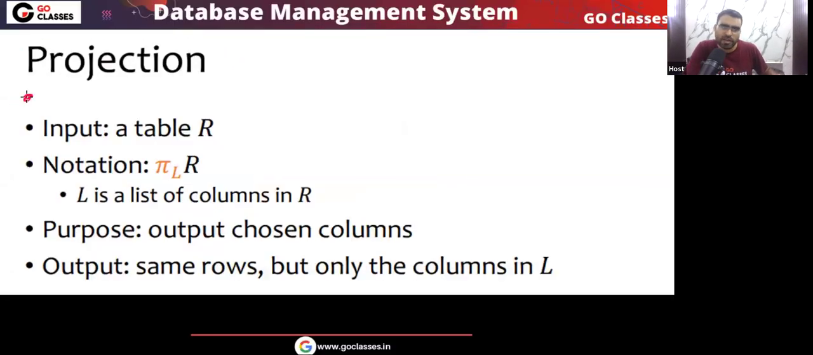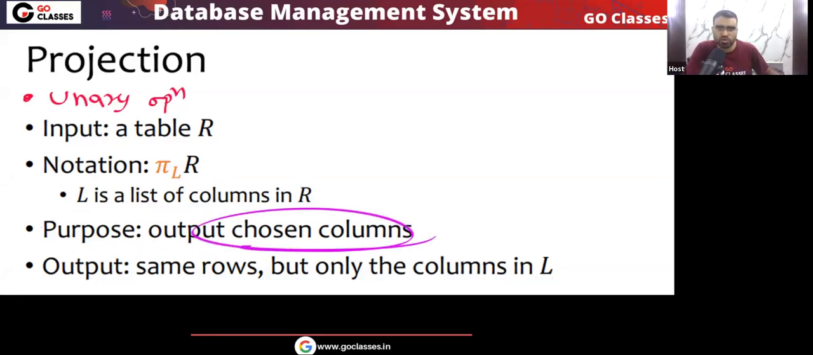Again, is this unary or binary? Let me know. The input is a single table R, so this is unary. You can see this is the syntax. What is L? L is a list of attributes. Very simple. What is the purpose? The purpose is to output the chosen columns. Very simple.